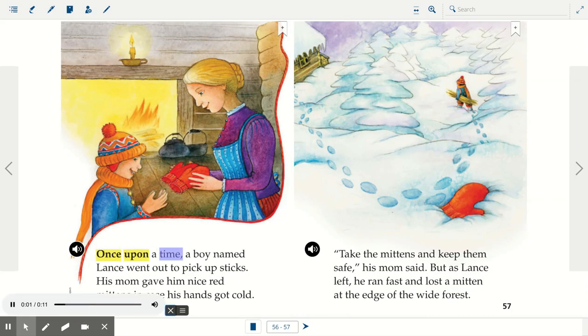Once upon a time, a boy named Lance went out to pick up sticks. His mom gave him nice red mittens in case his hands got cold. "Take the mittens and keep them safe," his mom said. But as Lance left, he ran fast and lost a mitten at the edge of the wide forest.